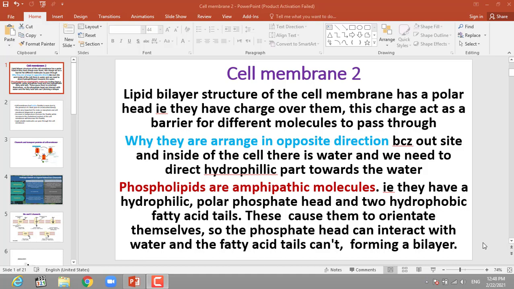Then the phospholipids are also known as amphipathic molecules. Amphipathic means they have both a hydrophilic, polar phosphate head and hydrophobic fatty acid tails. Any molecule which contains both hydrophilic and hydrophobic parts is known as an amphipathic molecule. This causes them to orient themselves so that the phosphate head can interact with water and the fatty acid tail cannot, forming a bilayer. Then we move to the next slide.